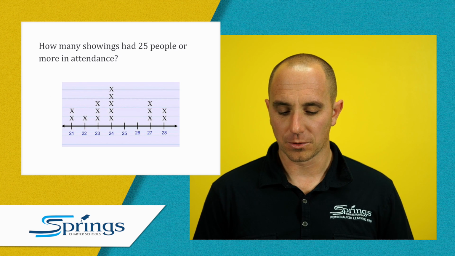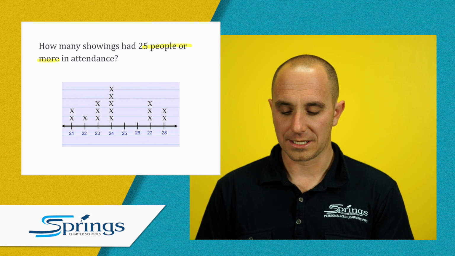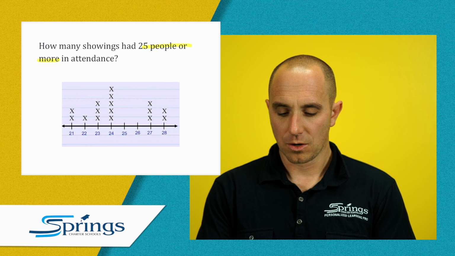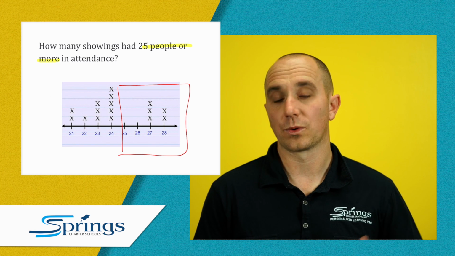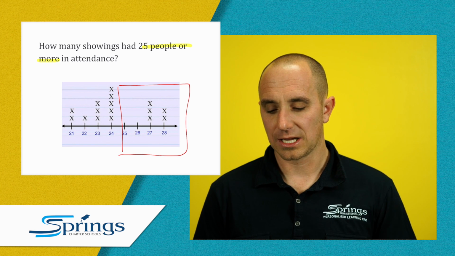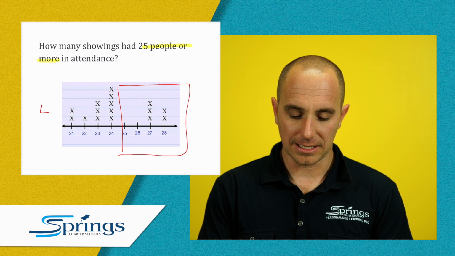Okay, so let's look at this line plot. It says, how many showings had 25 people or more in attendance? Obviously, it's one of those questions where they're trying to get you to say 0. Well, there were no performances with 25 people. But if you notice, it's really asking 25 people or more in attendance. So we're looking for anything past 25 in this range right here. You can see that I have 3 showings that had 27 and 2 showings that had 28. So the answer would be that I had 5 showings that had 25 or more in attendance.